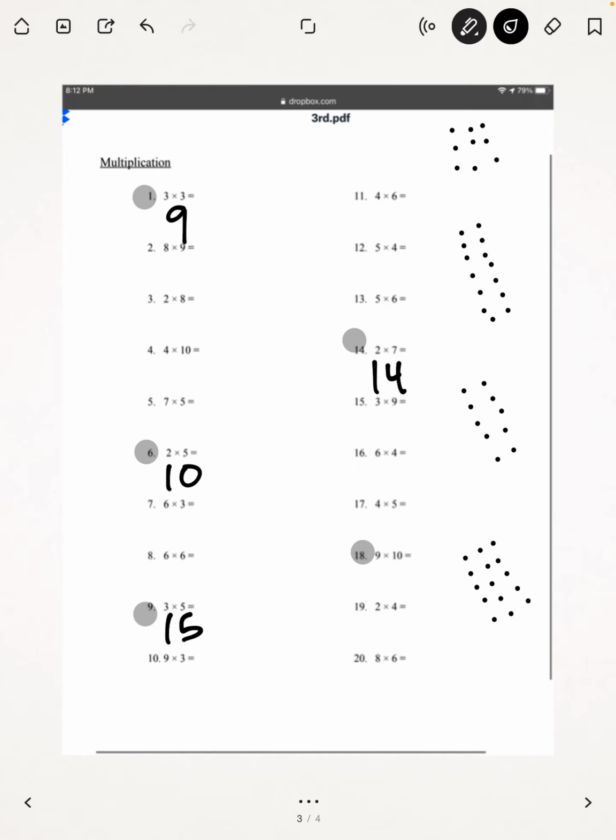Okay, 9 times 10. You could do 9 plus 9 plus 10 and 10. And 10 plus 10 plus 10, 9 times. Or you could do 10 times 9. So you multiply the bottom number to the top one, then the bottom one to the left one. So 9 times 0 equals 0. 9 times 1 equals 9. So this one would be 90.